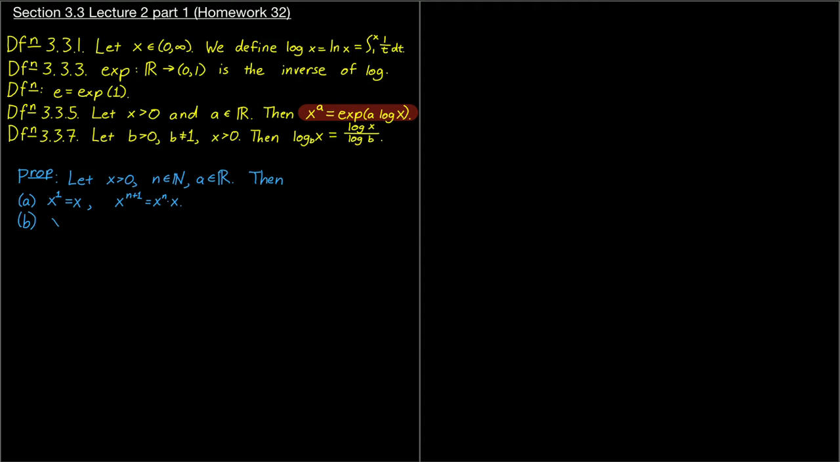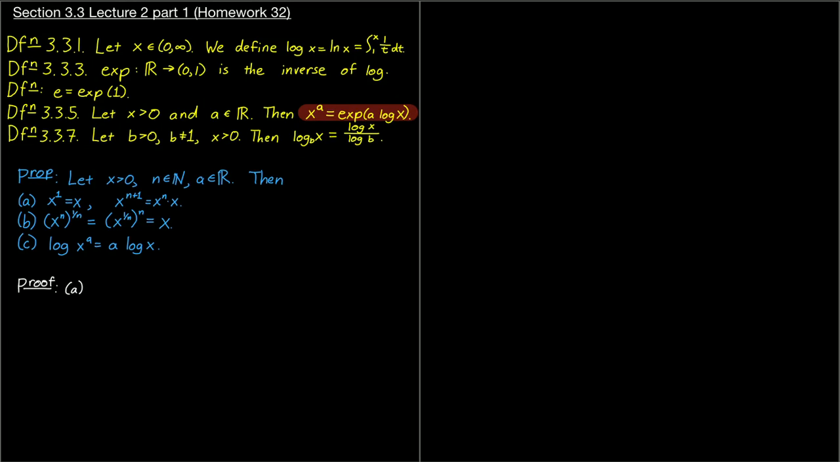Second thing is that x to the n, to the power of 1 over n, is the same thing as x to the 1 over n, to the power of n, and is also x. So now fractional powers really are nth roots. And the third thing we're going to check is that the logarithm of x to the a is a times the logarithm of x. And the proof of this comes pretty easily from the definition.